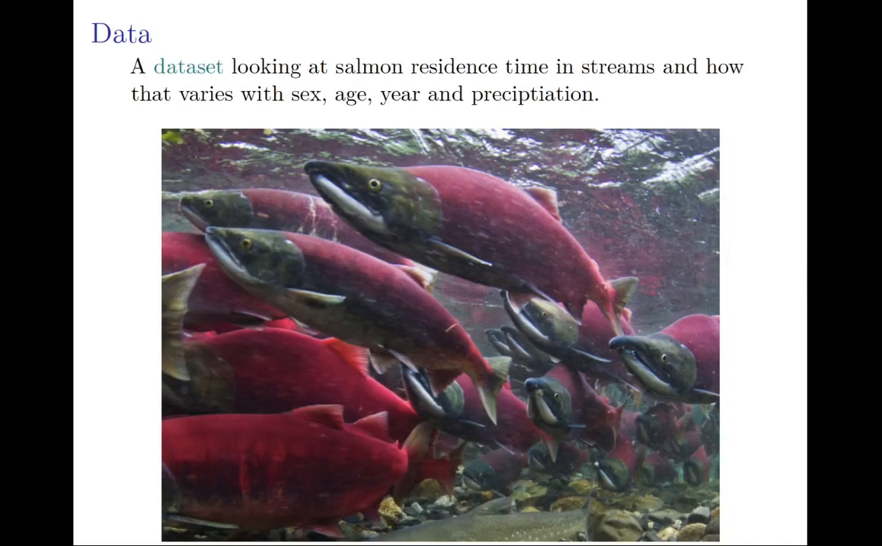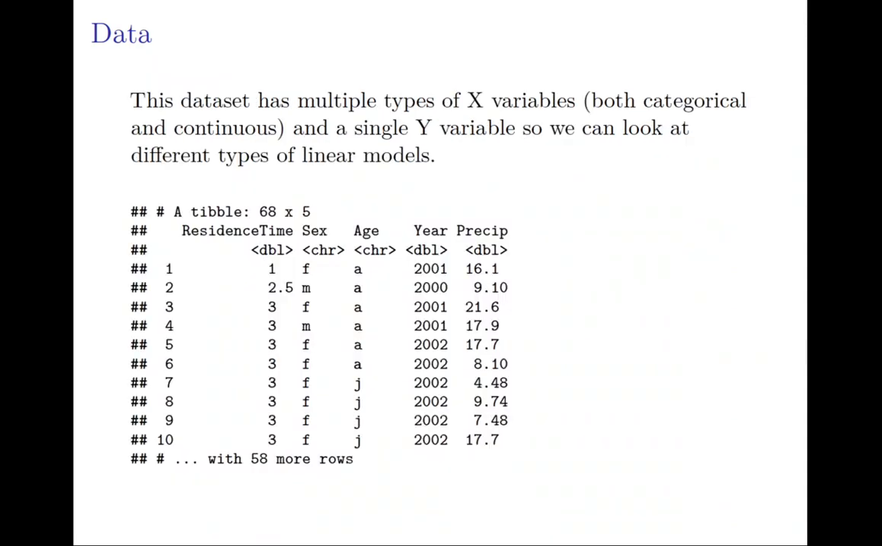And so the data we're going to be looking at today is a data set examining salmon residence time in streams and how that varies with sex, age, year, and precipitation. And this data set has multiple types of X variables, both categorical and continuous, and a single Y variable, which is residence time. So we can look at different types of linear models with the same data set. And so here's just a look at what the data look like.